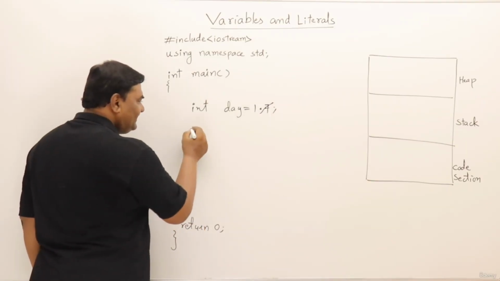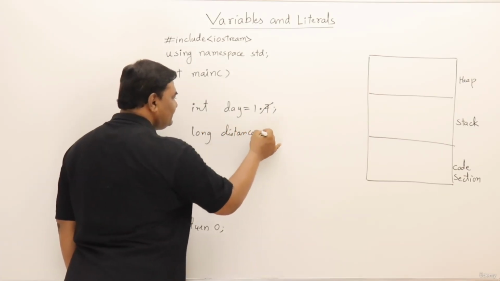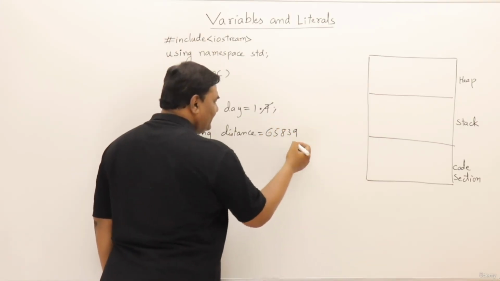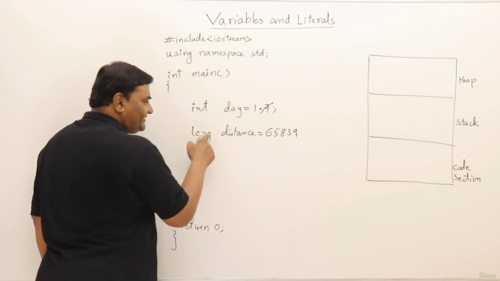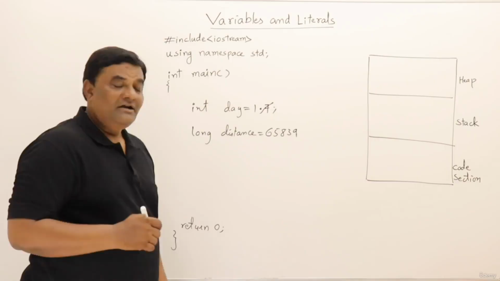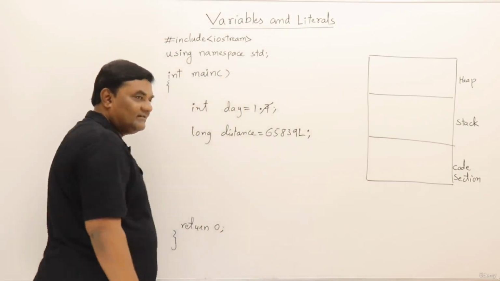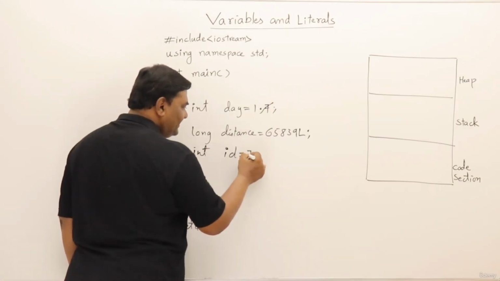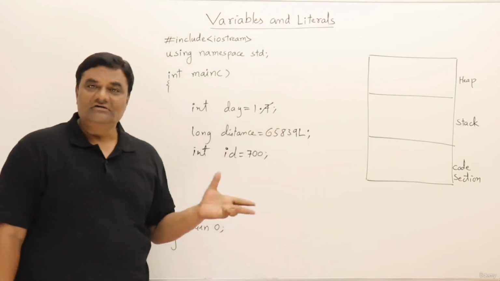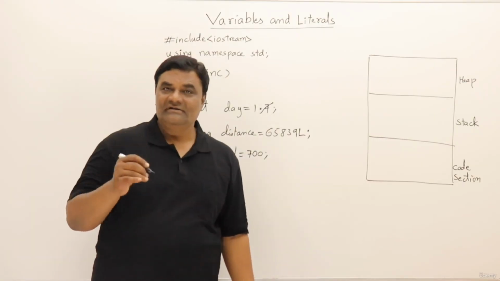Next, if I am declaring a long type of variable, long distance, and here I have to assign some value, 65839. Suppose this is a bigger value. The variable type is long, but what is the literal type? Literal is an integer only, but to make that literal also long, I should suffix it with L. So if you write it plainly, this will be an integer value. With L, this will be a long value. So long literals are followed by L. This was about integer literal.